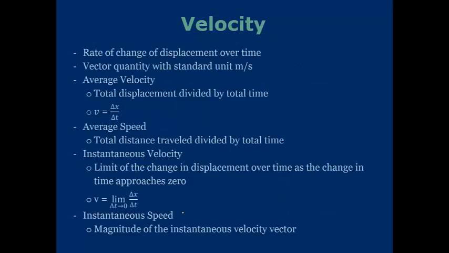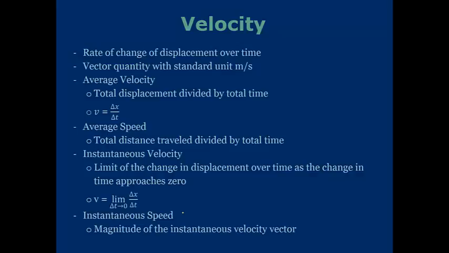Now that we've talked about position, let's talk about velocity. Velocity, quite simply, is the rate of change of displacement over time. It's a vector quantity. Average speed, on the other hand, pertains to the distance traveled divided by the total time. Average speed and average velocity are not the same thing. Average velocity takes into account total displacement, whereas speed takes into account distance. Make sure you understand these differences.